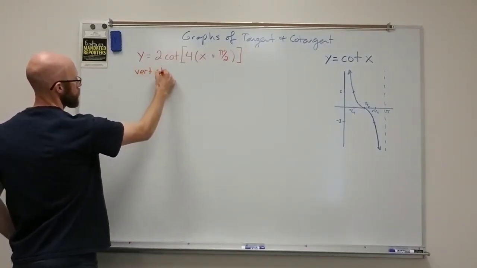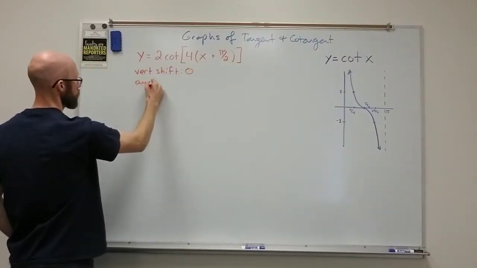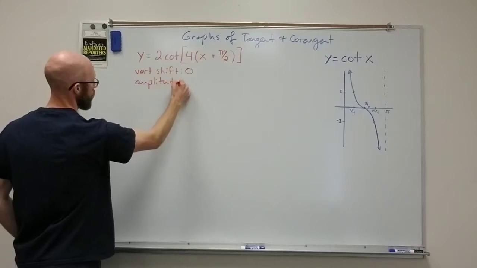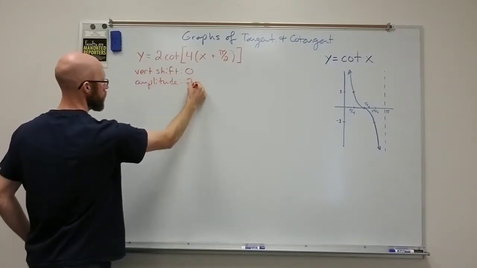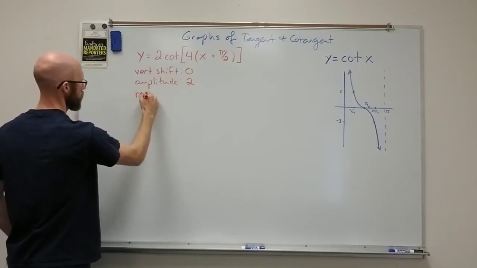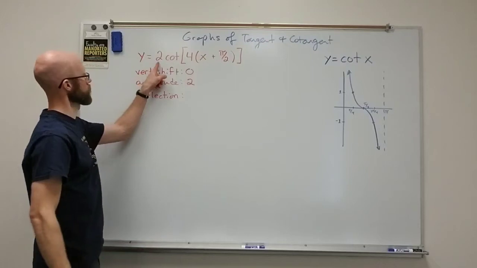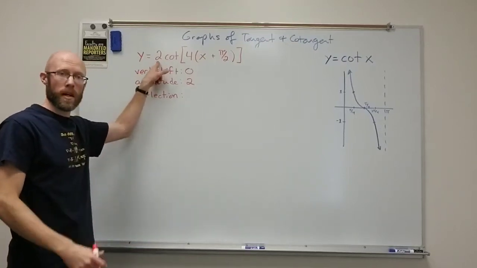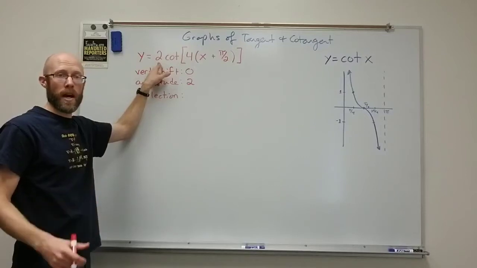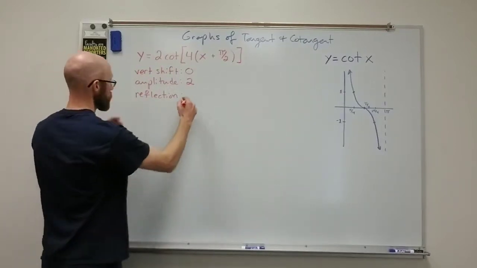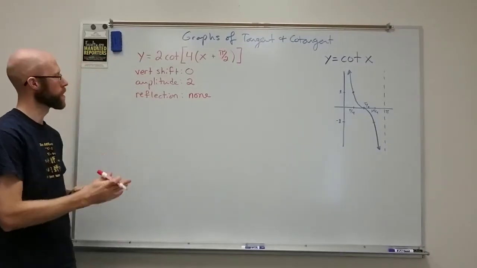The vertical shift is 0, and the amplitude is also, oh no, it's not 0, it's 2. And the reflection, well, remember, because this constant multiplier on the outside coefficient is positive, we won't have a reflection. So none. Okay? So no reflection.